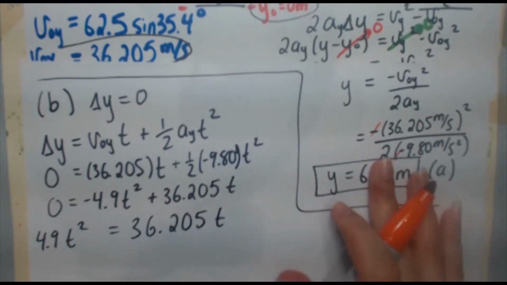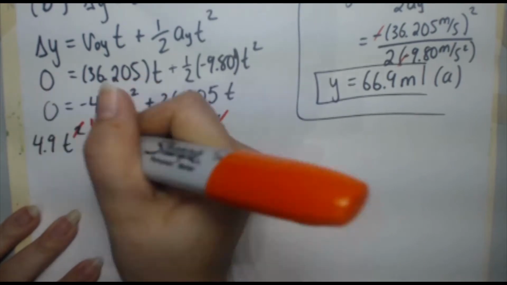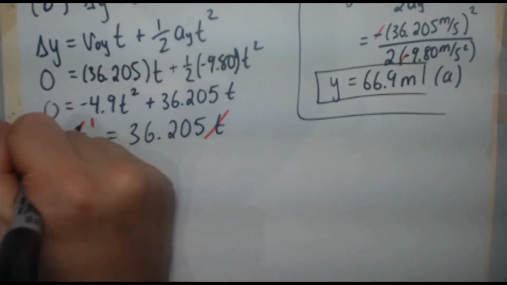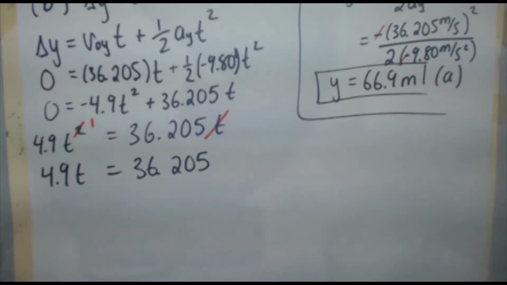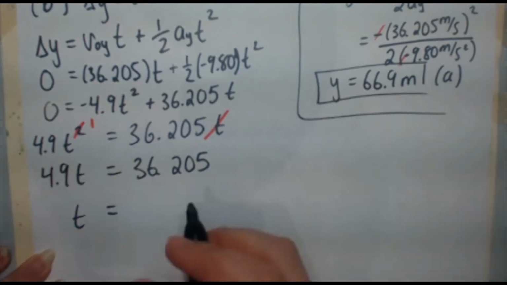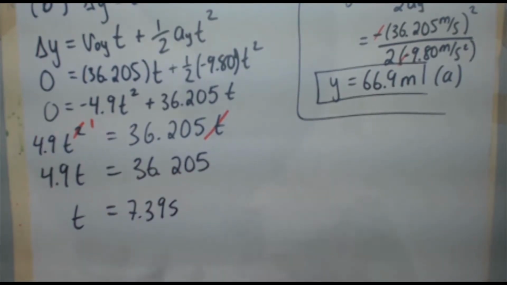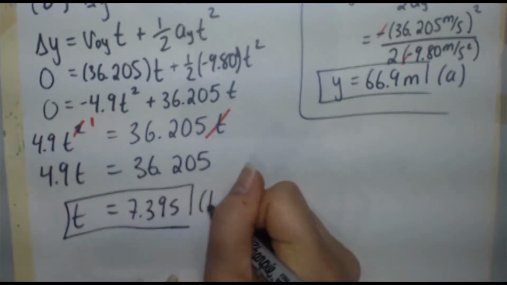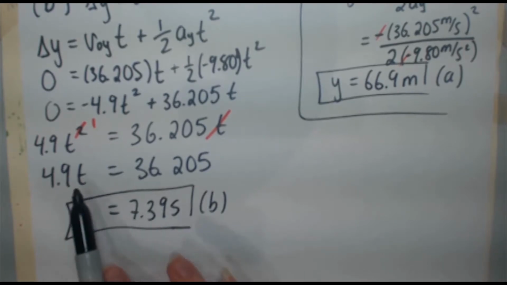This is nice because we can now cancel out 1 t on both sides, leaving us with 4.9 t equals 36.205. To get t by itself, simply divide both sides by 4.9, and you're going to get, finally, t is equal to 7.39 seconds. And now, there is actually one more answer that works here, right? If t is at 7.39, that multiplied by 4.9 will give you 36.205.